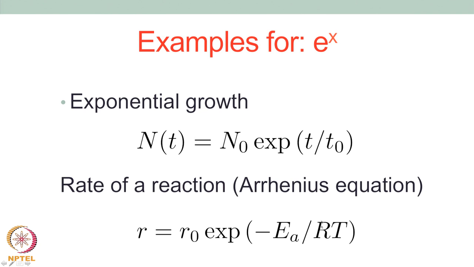some term which has the dimension of energy. It will have a unit in joules, and this is also in joules. So this Ea by RT is our x, which is dimensionless. Here t by t0 is our x. So this is e power x and this is e power minus x. So these are two examples where such functions will come, and as we go along we will learn more and more examples.